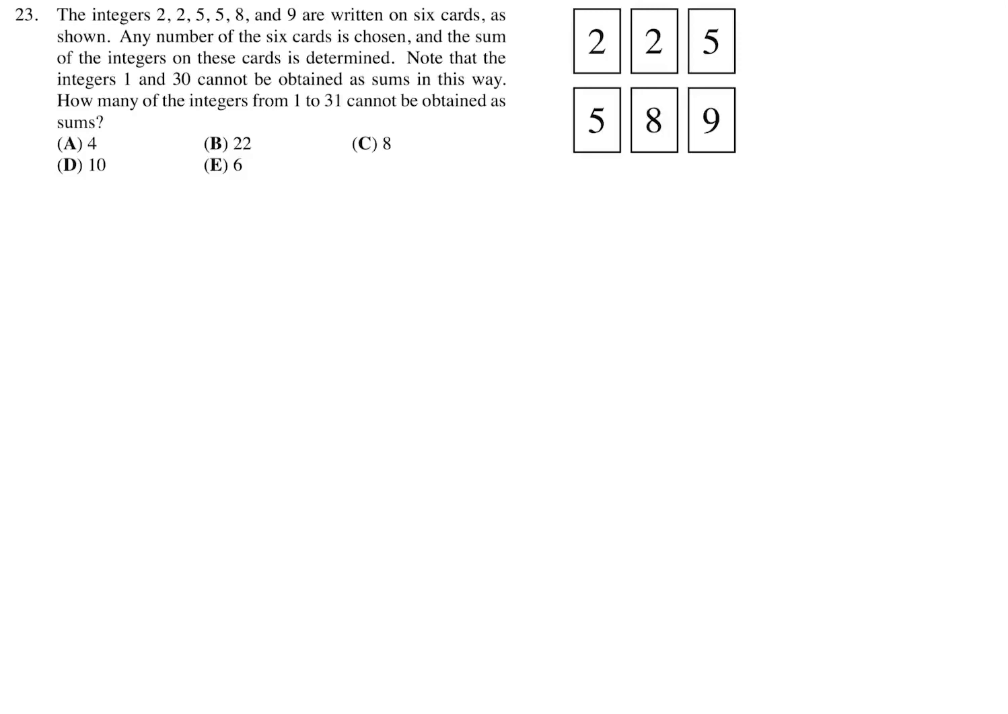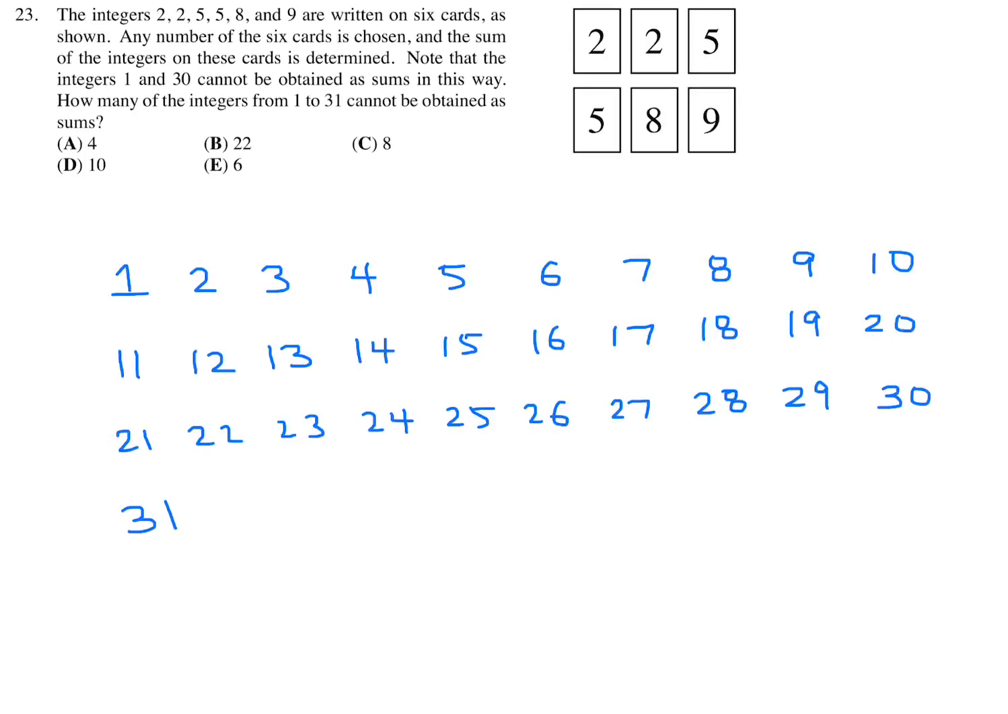The integers 2, 2, 5, 5, 8, and 9 are written on 6 cards as shown. Any number of cards is chosen, and then the sum of the integers on the cards is determined. Note that the integers 1 and 30 cannot be obtained as sums in this way. How many of the integers from 1 to 31 cannot be obtained as sums? So first, let's write out all the integers from 1 to 31. And let's work through with this.